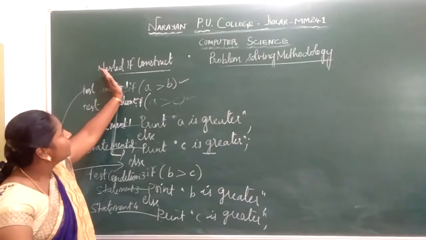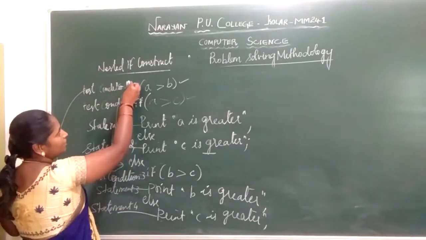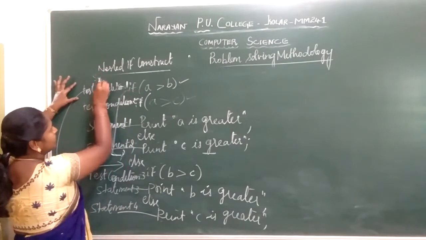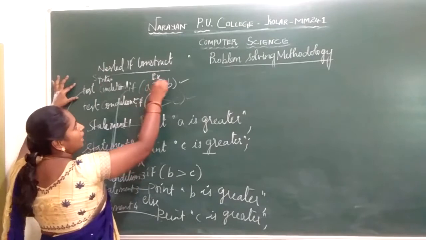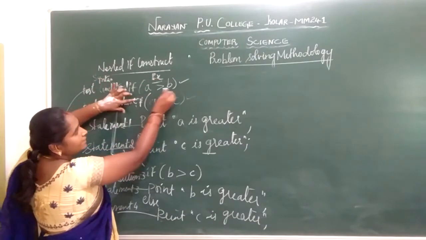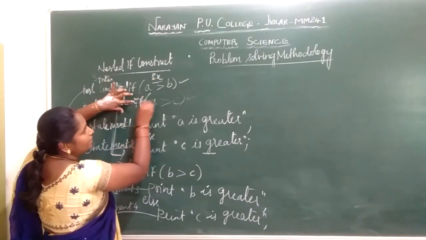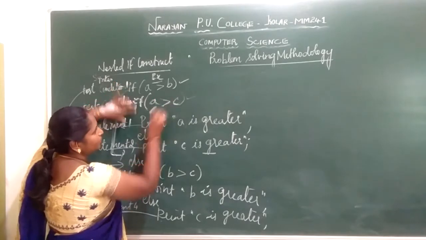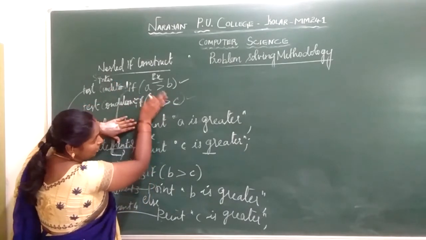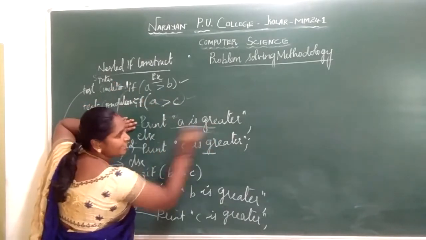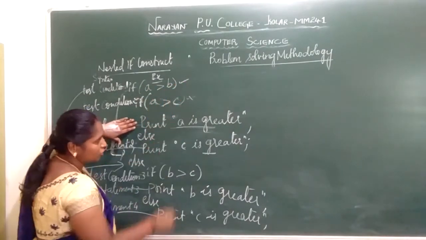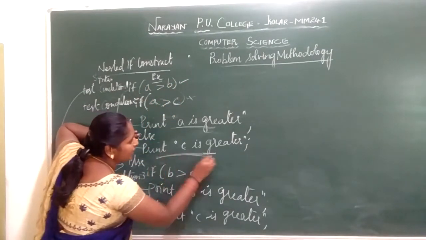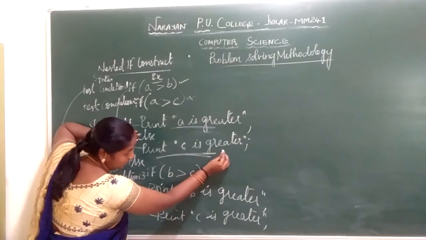This is nothing but your nested if construct that I have given in the general syntax, general form, as well as your example program. I am going to check if A is greater than B. Another if statement, A is greater than C. If both conditions are satisfied, I am going to print A is greater. If the first condition is satisfied and the second is not, then I am going to print, in the nested else, C is greater.